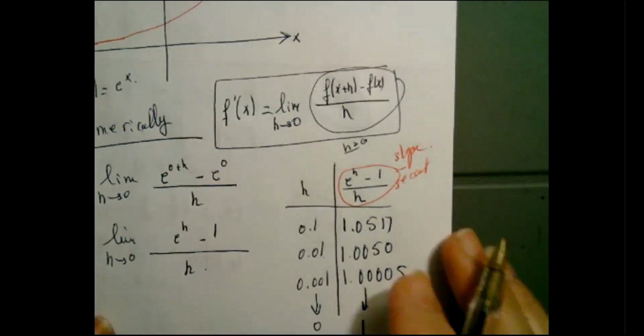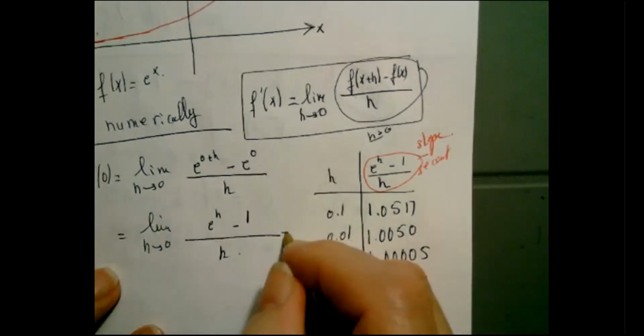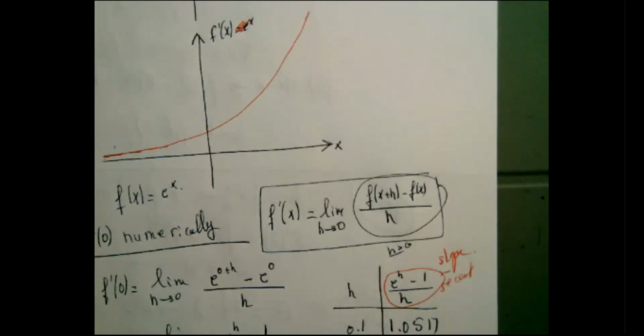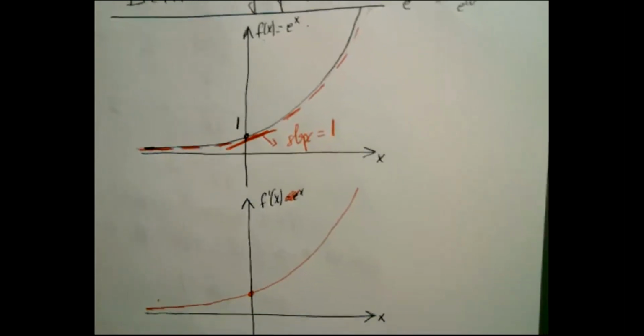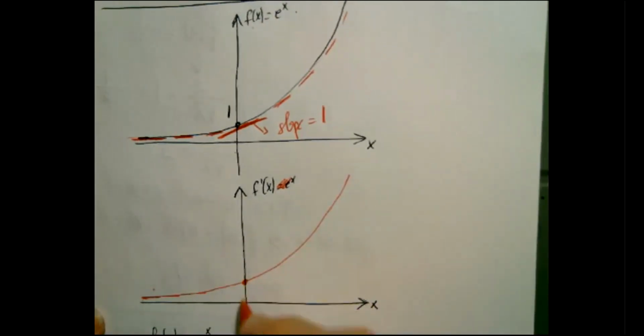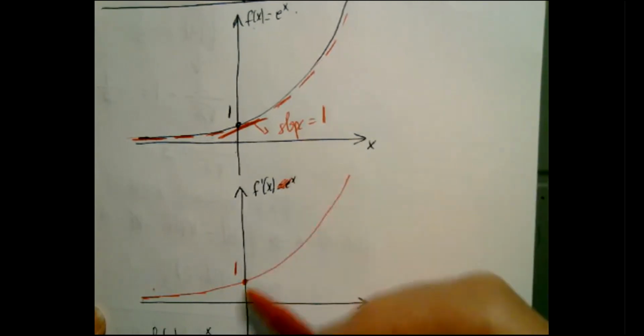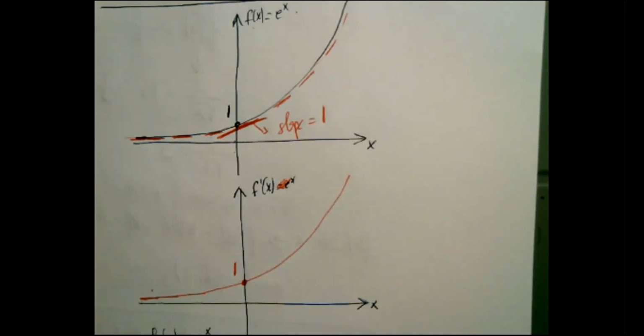Okay, so I did this purely numerically because that's the only way we know how to do it. So this is equal to 1. So it means the derivative at 0. So if I go to my graph here, at 0, this slope right there is equal to 1. So when I'm graphing the derivative, this also has to be 1. So that's the derivative at 0.